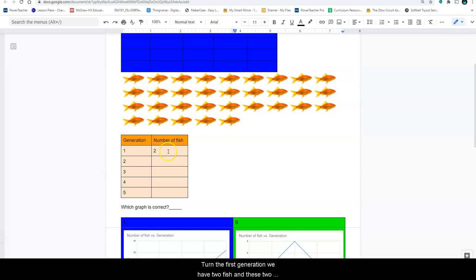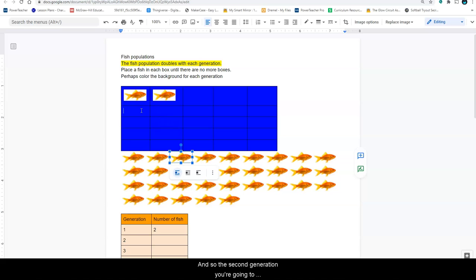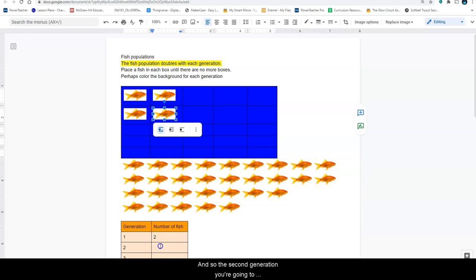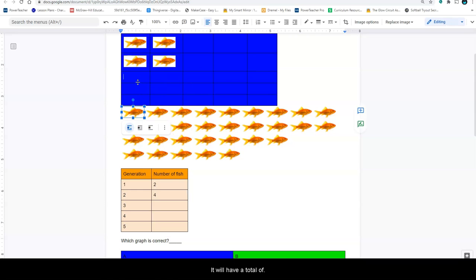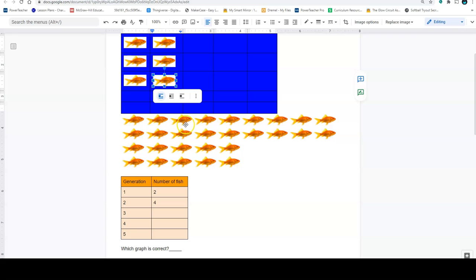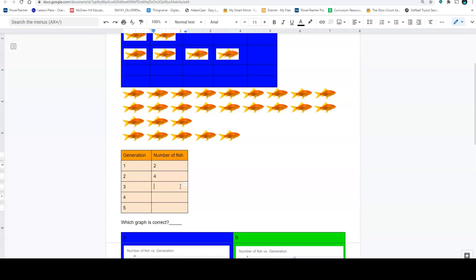So in the first generation, we have 2 fish. And these 2 fish reproduce. They have 2 offspring. And so in the second generation, we are going to have 4 fish. And then in the third generation, if we have 4 fish and each of those have 2 more offspring, then we'll have a total of 8 fish. And then if we have 8 fish in this generation, the following generation will have 16 fish.